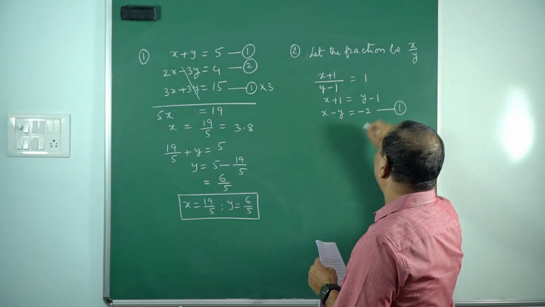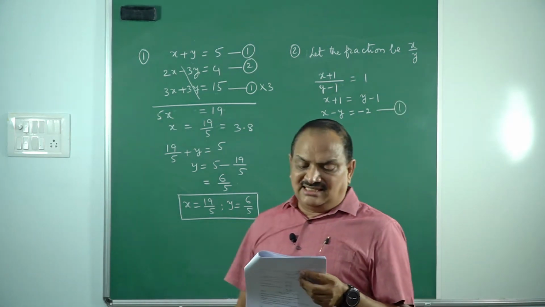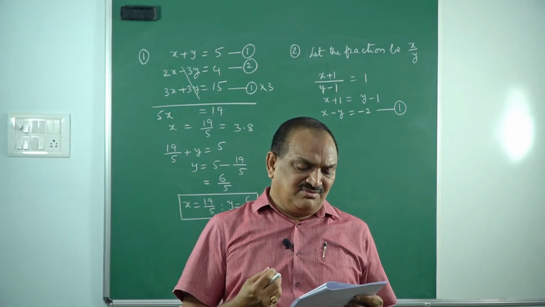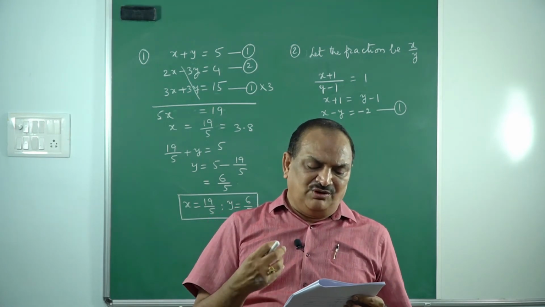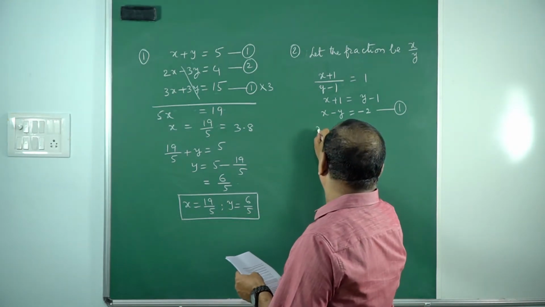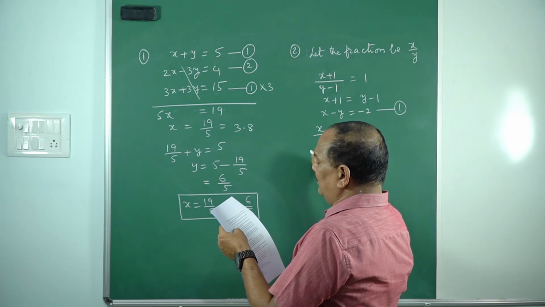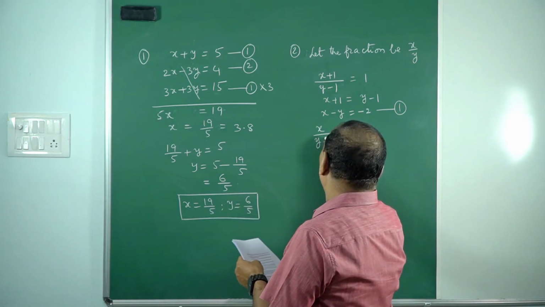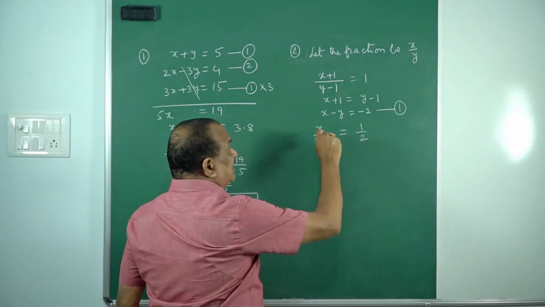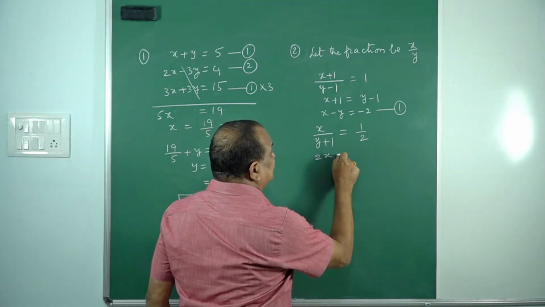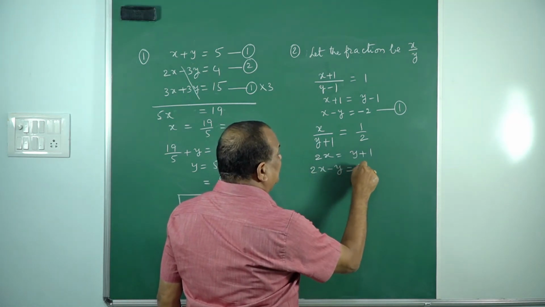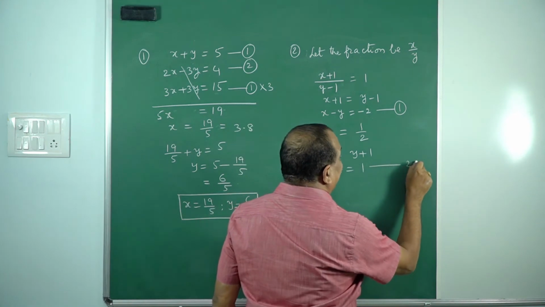That's the first equation. And the second hint he is giving: if it becomes half if we only add 1 to the denominator. So the numerator he is not disturbing, and he is adding only 1 to the denominator, y plus 1, and the fraction becomes half. So cross multiplication, 2x is equal to y plus 1, and 2x minus y is equal to 1, and this is your second equation.